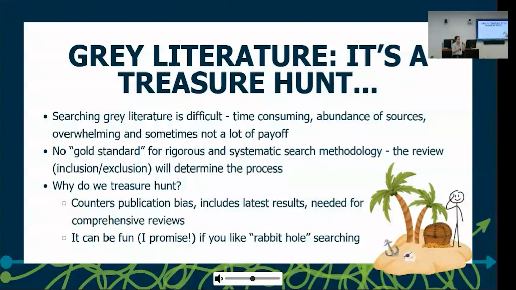Gray literature searching is anything that you cannot find in a database, essentially. And if you're performing one of these reviews, your systematic reviews, your scoping reviews, anything that's that high level of evidence, you need to be searching gray literature as well. And this process is time consuming. It has a lot of information out there. And sometimes you can put in a lot of time and effort and not get a lot of sources.